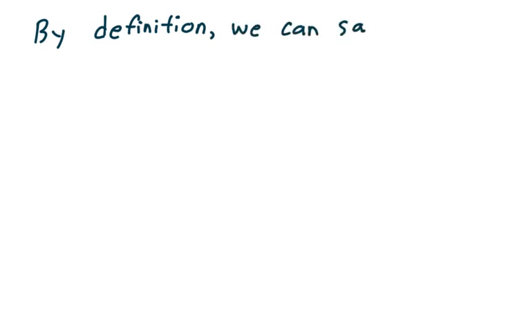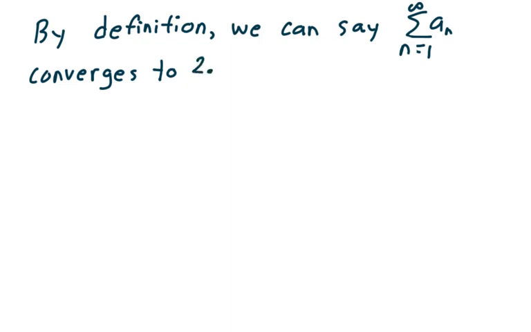So, by definition, we can say the summation from n equal 1 to infinity of a sub n converges, specifically to 2. And that's how we do this example. It's a pretty good example.